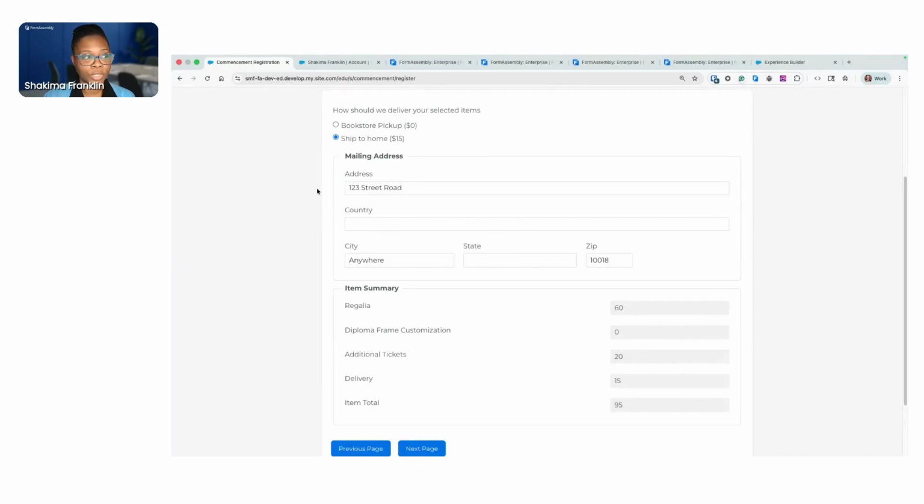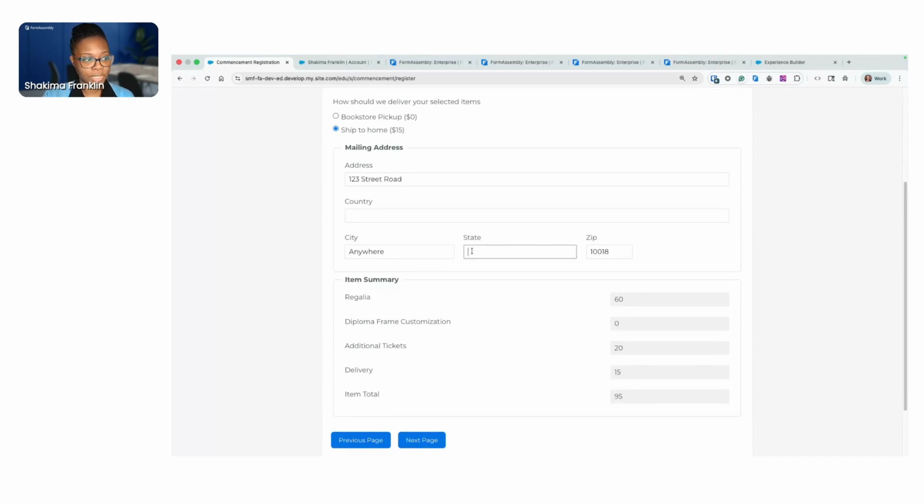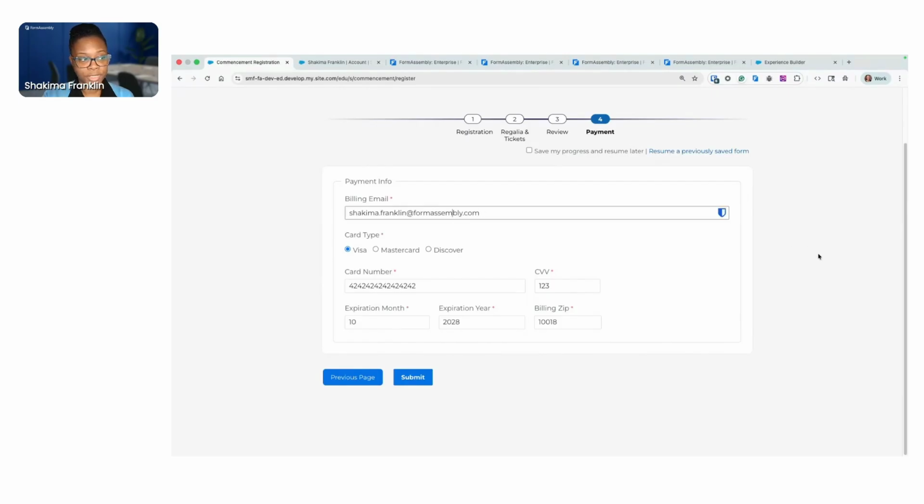Same premise. We want to eliminate the additional steps that the student has to take since they are already logged in. This student did not put their state. We will fill that in now. We also have the email filled in. This is pulled in from Salesforce. I've put in some card details here, but a real form would not have this filled in. Just wanted to speed up the process in the demo.